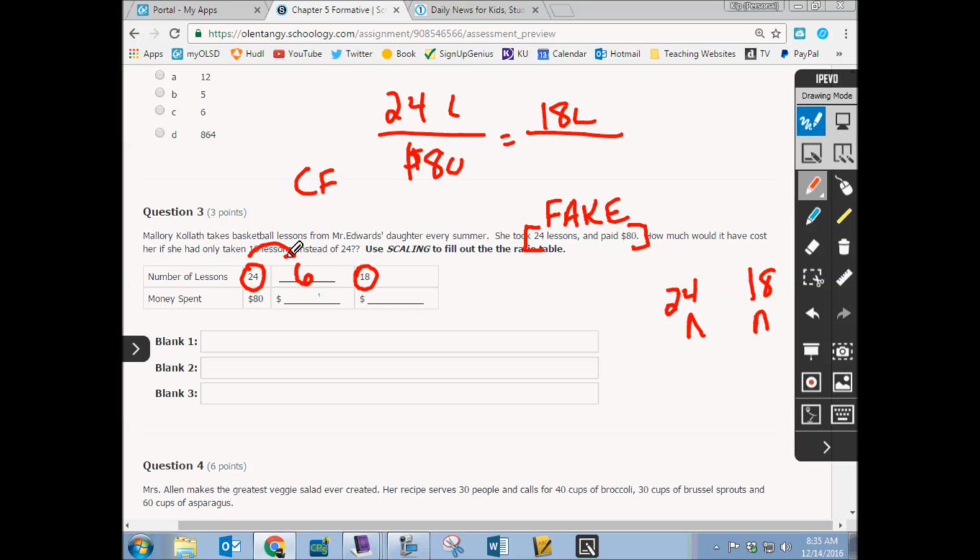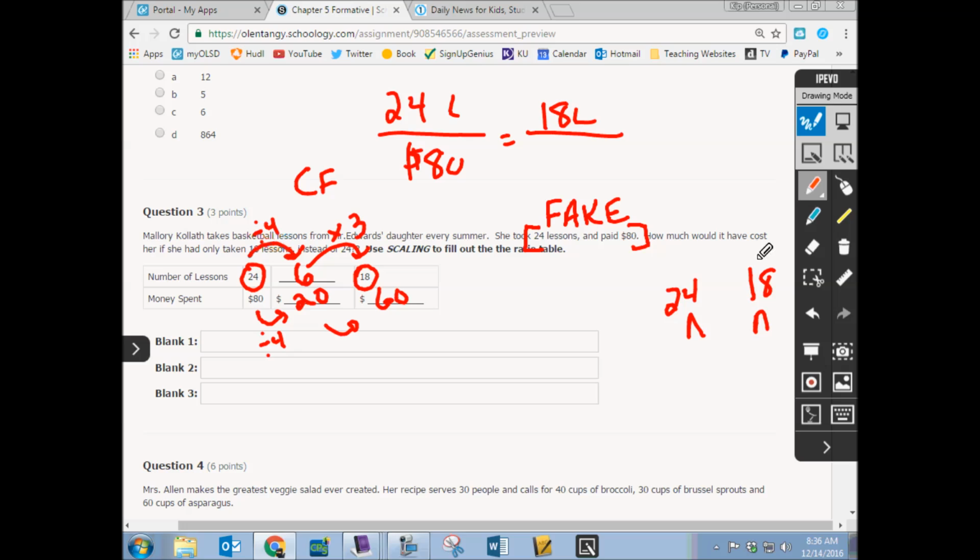What are you doing to go from 24 to 6? Divided by 4. So what do you got to do to 80? Divide by 4. That's going to give us $20. So that means 6 lessons cost $20. And then what are you doing to go from 6 to 18? Times 3. So what do you got to do here? Times 3. Did we get the same answer regardless?